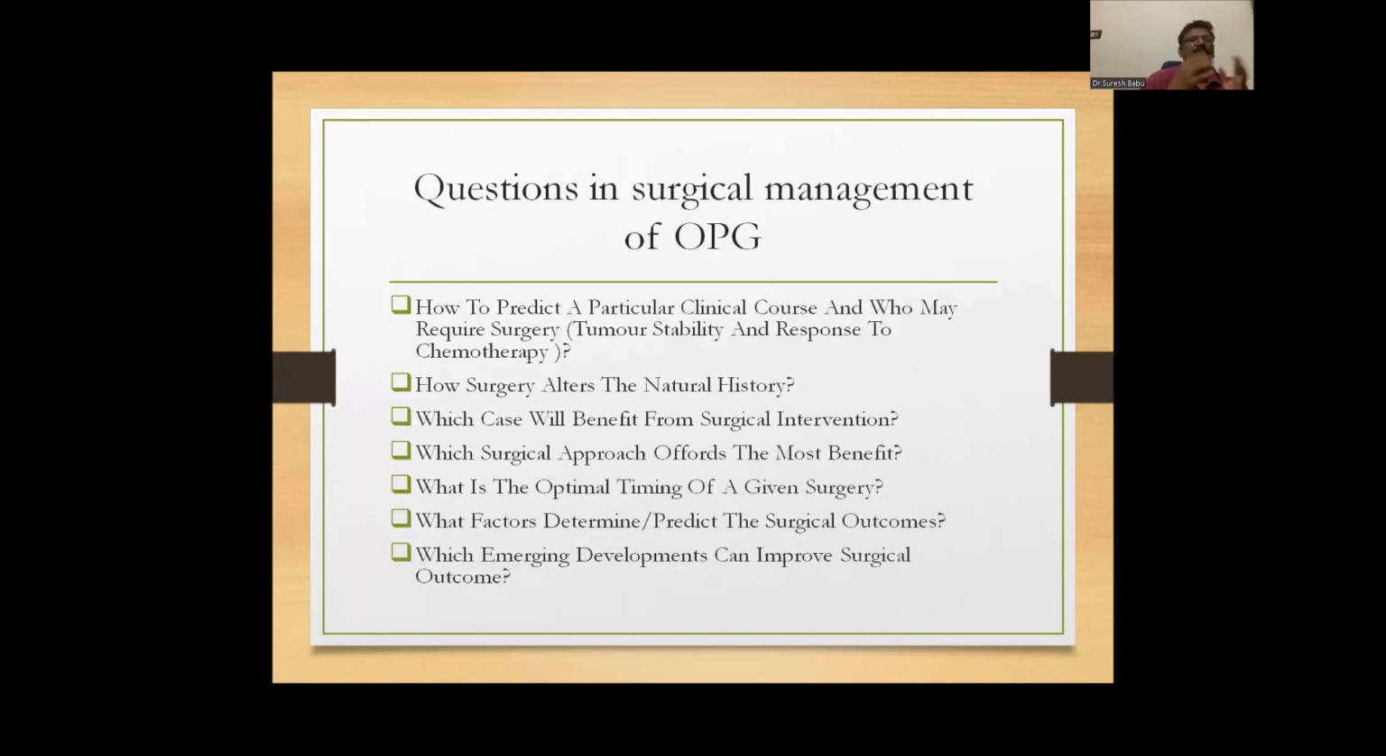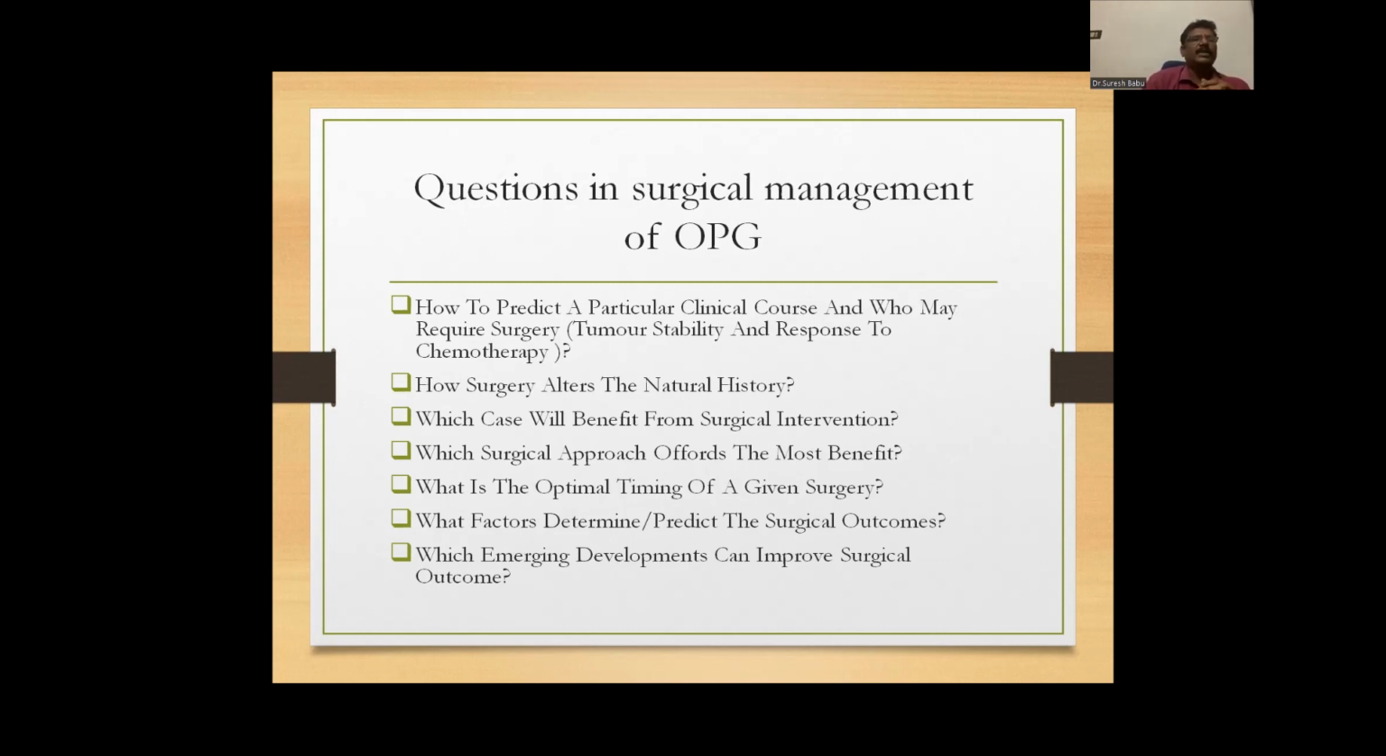So what are the questions in the surgical management of optic pathway gliomas? How to predict which patients have a particular course and who may require surgery? Because for the majority of the patients, the tumor growth is stable, and some patients are responsive to chemotherapy. So how to select which patients have to undergo surgery?